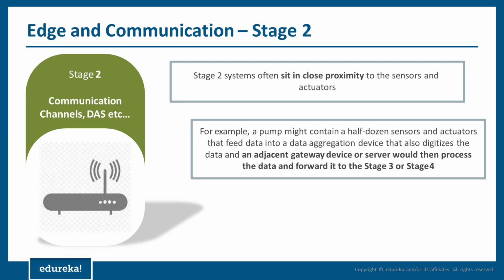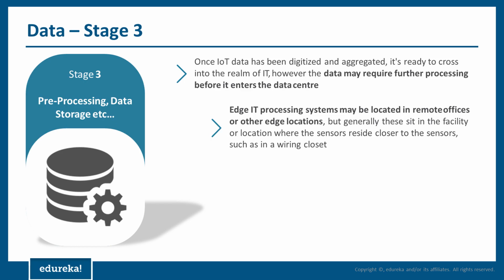Again, edge devices has a specific meaning. Gateway also has a specific meaning, but they are used interchangeably because a lot of the time the same device does both functions. For example, a pump might contain a half dozen sensors and actuators that feed data into a data aggregation device that also digitizes the data. And an adjacent gateway device or server would then process the data and forward it to stage 3 or 4. Okay? It'll get clearer as we move along. Now stage 3. So we started off with stage one with the information generation from the sensors, creating digital signals, and maybe having some basic intelligence to push it to the next level over the network.